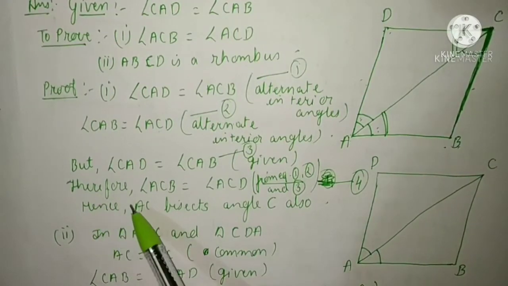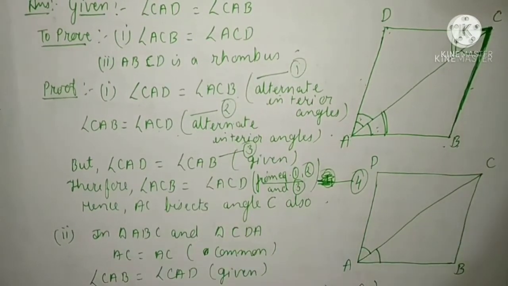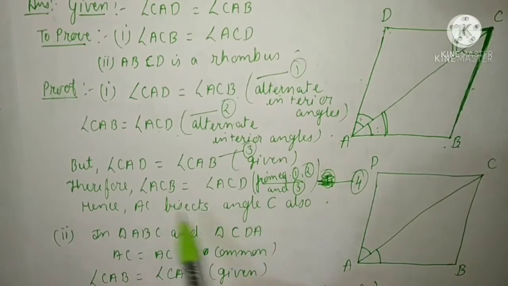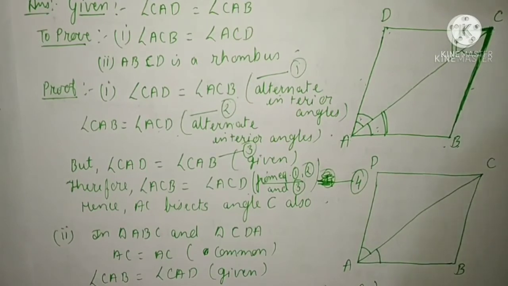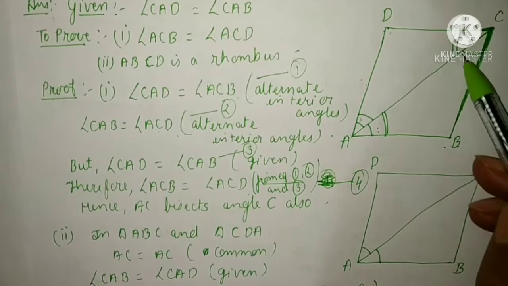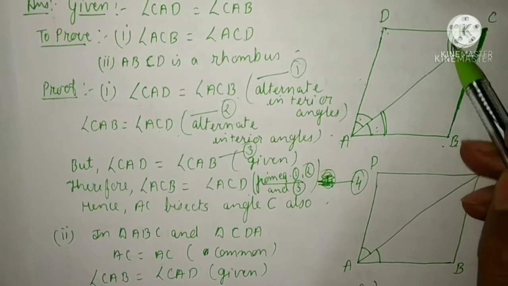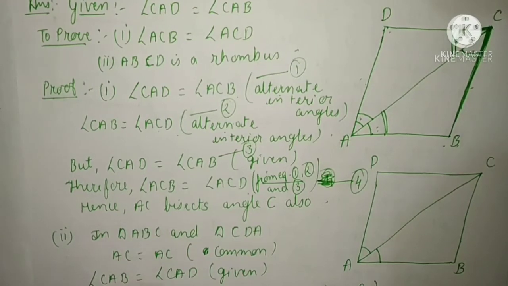So we can write, therefore angle ACB is equals to angle ACD, from equation 1, 2 and 3. This will be the reason for this. Okay, and name this equation as equation number 4. Now if angle ACB, that means this angle, is equals to angle ACD, that means this angle, that means AC bisects angle C. So we can write, hence AC bisects angle C also. Now what we have to prove in the next part? That ABCD is a rhombus.